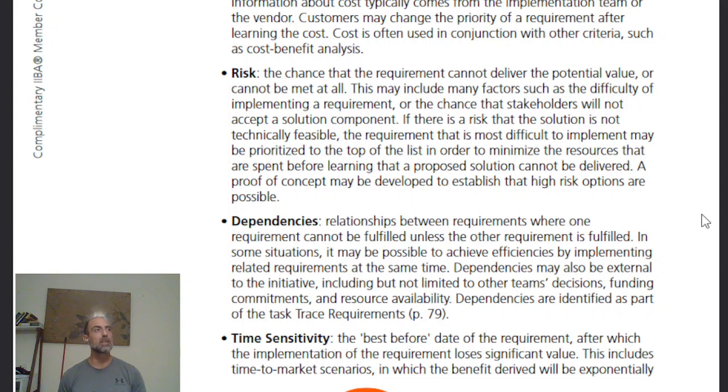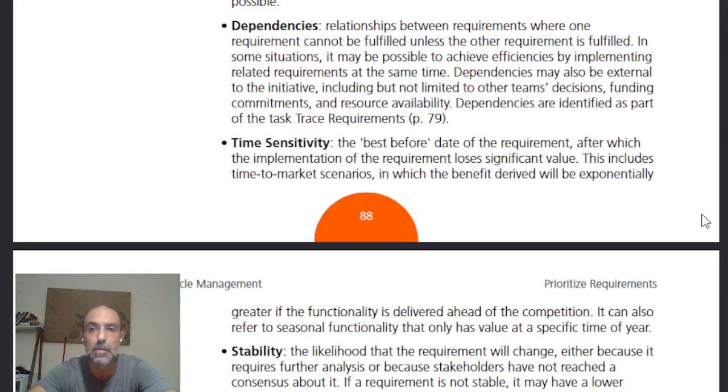So with something like this, if there's a requirement that's very heavy, for example, we might actually proceed with that one first, even though it's going to consume a lot more. But at the very least, instead of doing all the small requirements and spending time, energy, effort or resources on them, we dive into the one thing that could make or break the actual solution for us. That's basically it. A proof of concept may be developed to establish that high risk options are possible. Proof of concept. I love this phrase. I don't know.